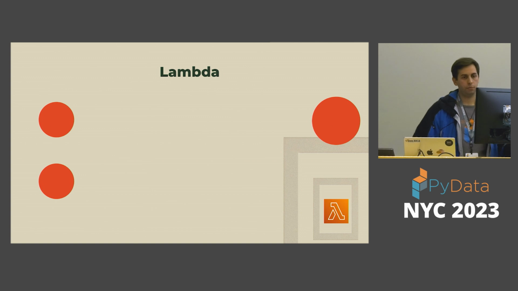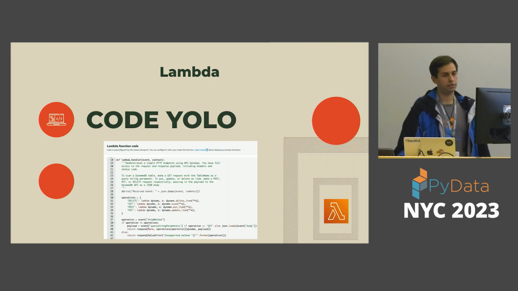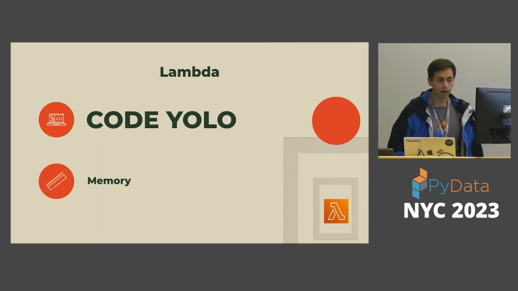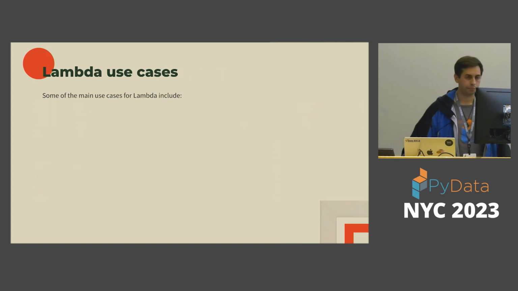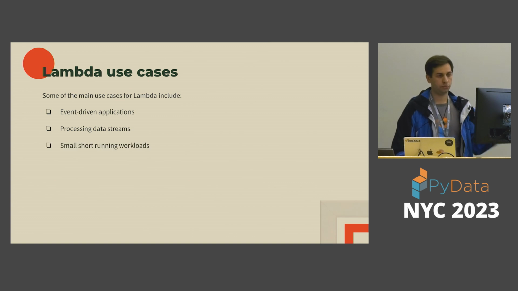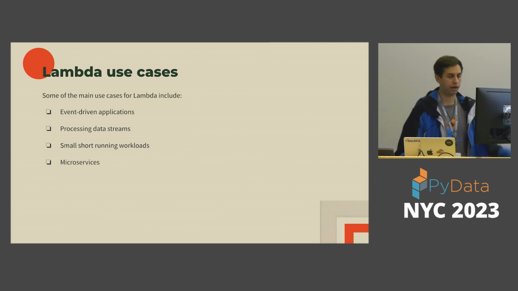And then we have Lambda, in which we have two main requirements. The one is just code. You can just go to the service, complete the Lambda handler, and that's how you get a function running. And then memory. And some of the main use cases for Lambda include event-driven applications, processing data streams, some small short-running workloads, and microservices.